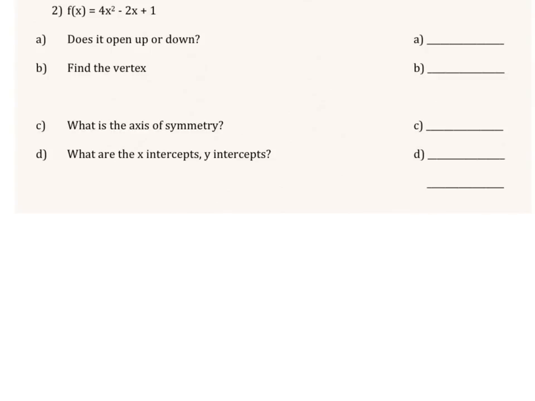Okay, now we have another parabola here in standard form, and we want to know, does it go up or down? So I look right at the coefficient. Is that positive or negative? It's positive, so we're going up. Then I want to find the vertex. So I'm going to use x equals -b over 2a, and I get 2 over 2 times 4, which equals 1/2. Oh, excuse me, 1/4. So my vertex starts at 1/4, and I just need to figure out what the y value is.